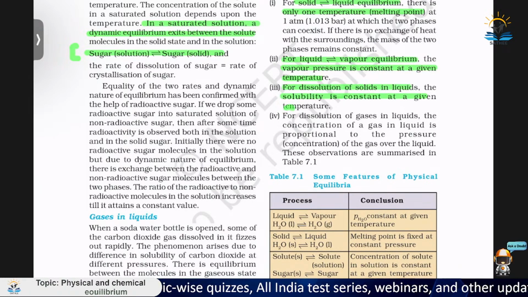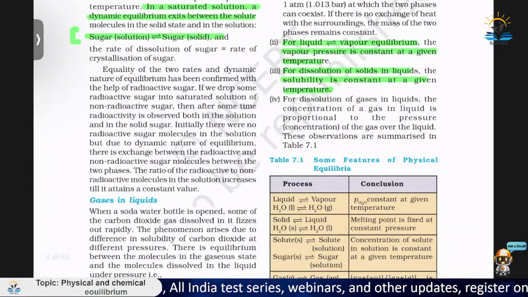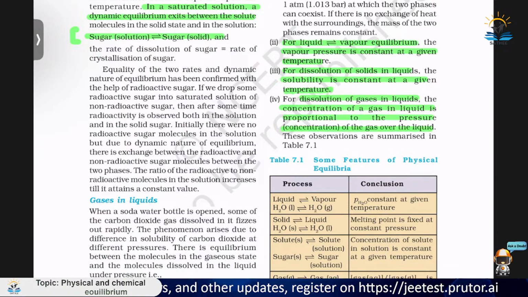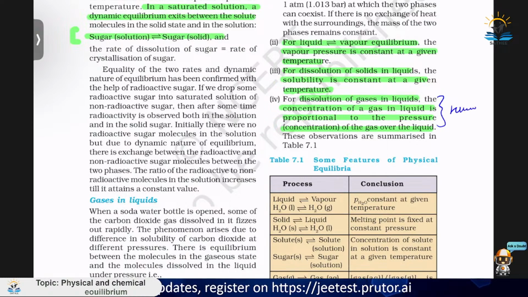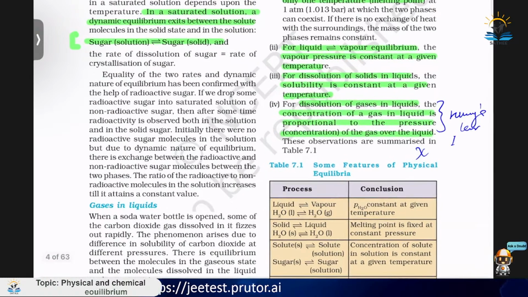Next, for dissolution of solids in liquid, solubility is constant at a given temperature. So we are seeing the temperature relationship with some factors regarding equilibrium. And the last one, dissolution of gases in liquids. The concentration of gas in liquid is proportional to the pressure of the gas over the liquid. This is Henry's law. Henry's law basically states that the mole fraction of gas dissolved in liquid is proportional to the partial pressure of gas over liquid.